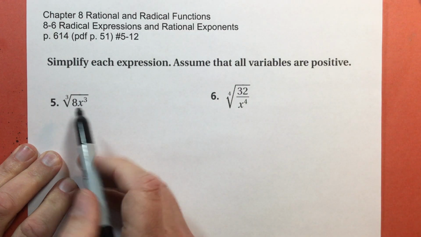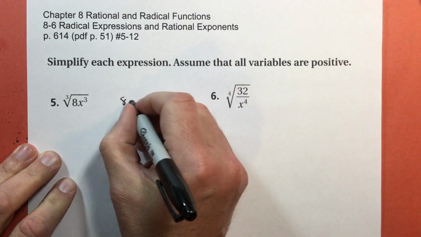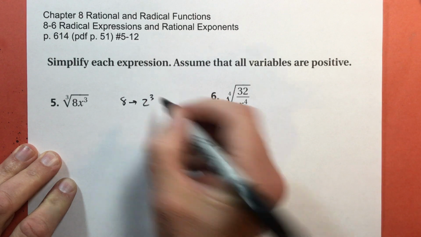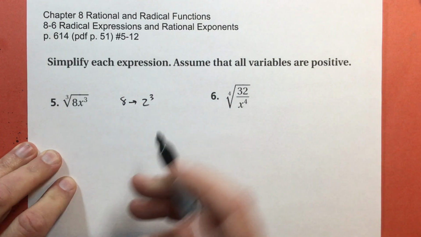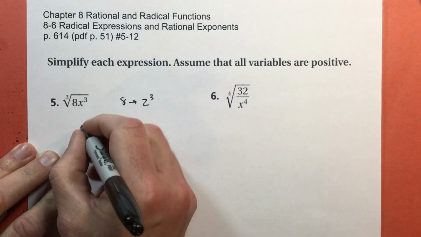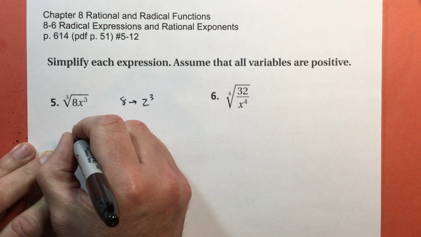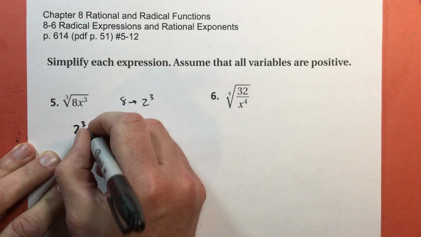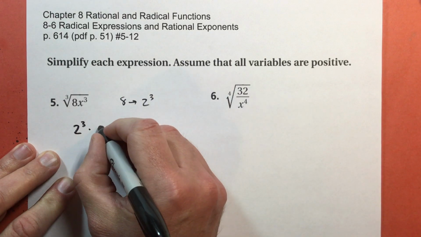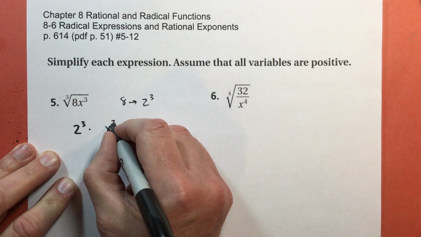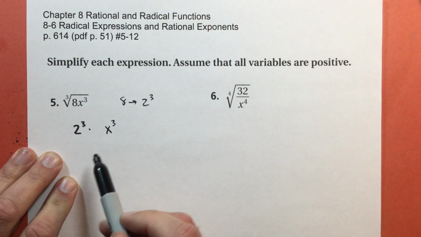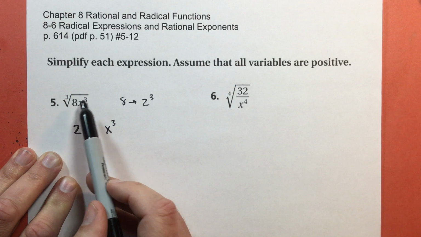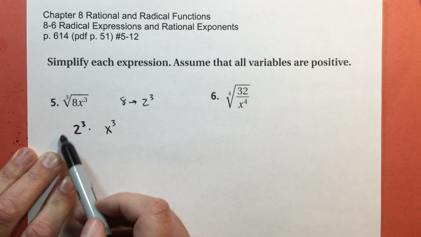8 is 2 to the third power. Those are the same. And of course, x to the third power is x to the third power. So what this is, is 2 to the third power, which is 8, multiplied by x to the third power. Now I put a little space in there, pretend I didn't put any space in there, because now I'm going to take the cube root of both parts.